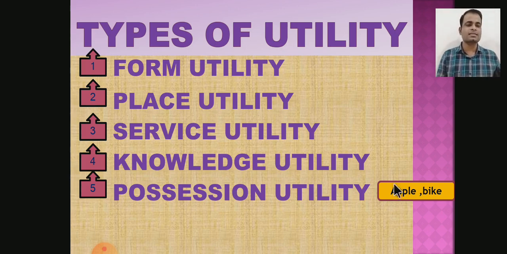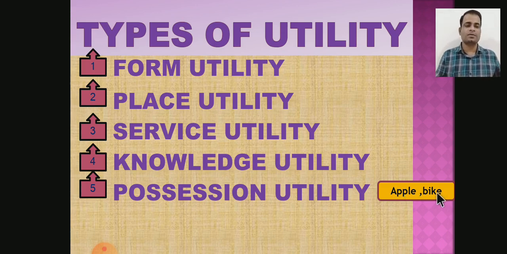Here we may take an example of possession utility. Apple. Suppose we have purchased an apple from the seller. Ownership of that apple is transferred in this case from seller to buyer. So now after purchasing the apple, the consumer can consume it. So he may enjoy possession utility.